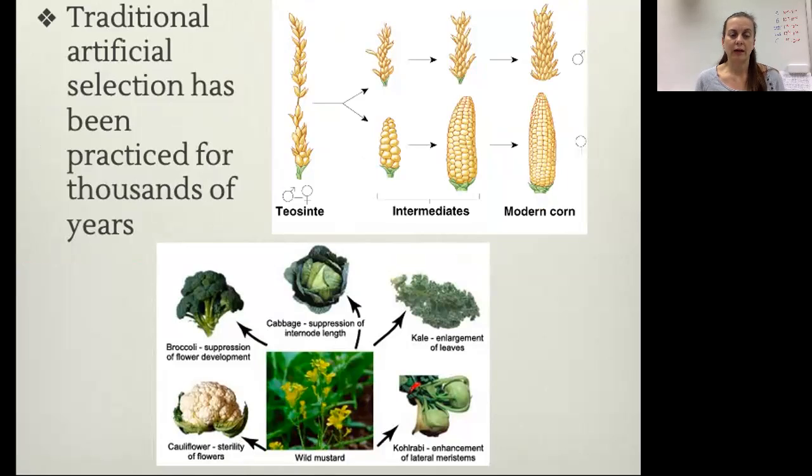If we were to look at the cole family, so that's cauliflower, broccoli, cabbage, kale, kohlrabi, cole, all of those are varieties of the wild mustard plant. And they've been selected by humans over thousands of years to give us the particular varieties that we choose.